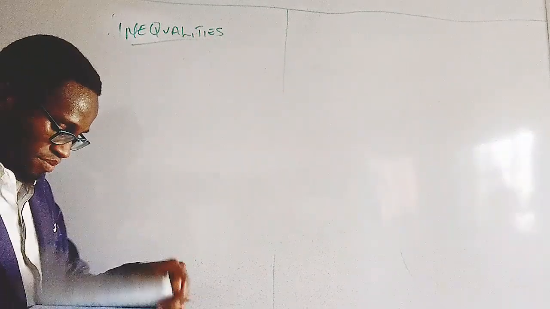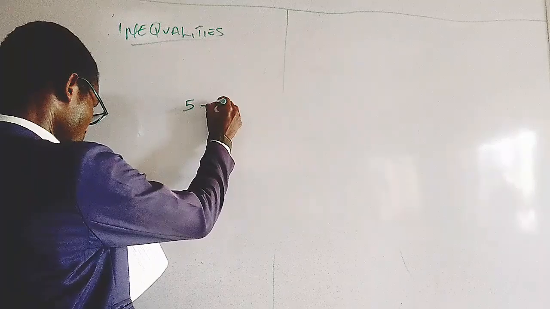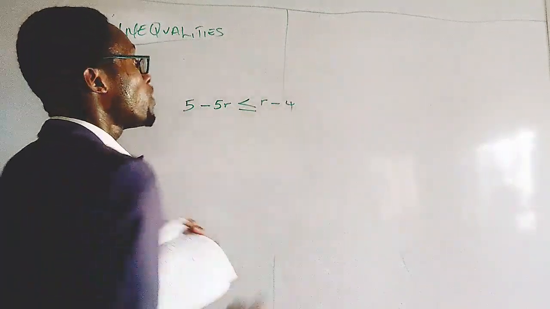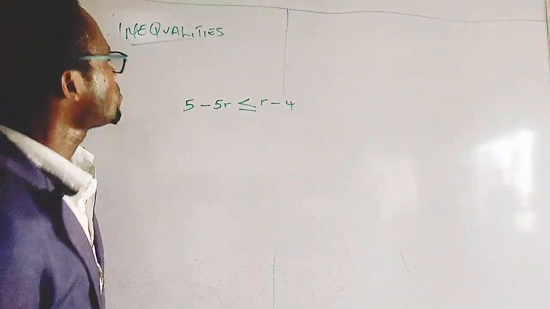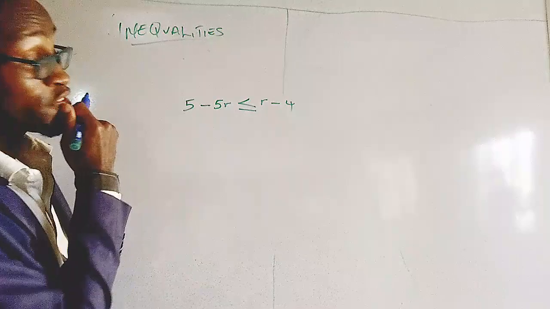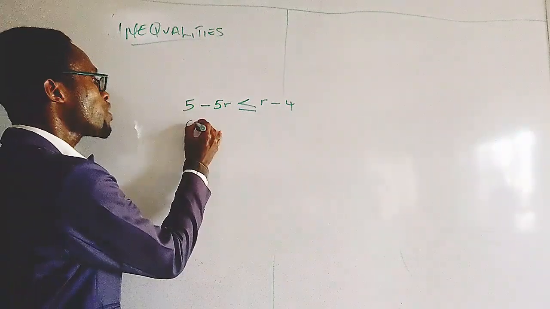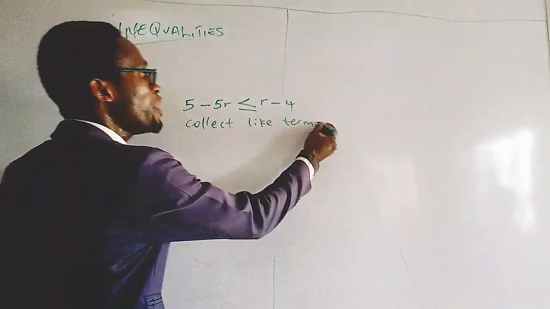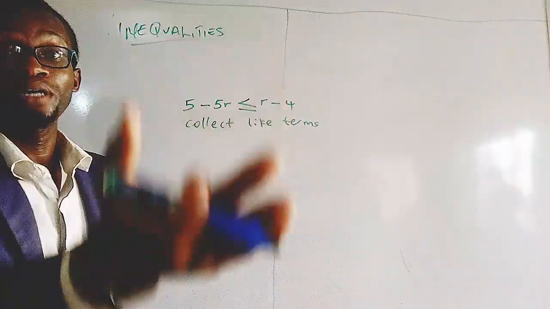We have 5 minus 5r less than or equal to r minus 4. We are being asked to look for the value of r. Is this confusing? No, it is not. What you just do is what we call collect like terms. When we collect like terms, the variables come to one side, the numbers go to the other side.